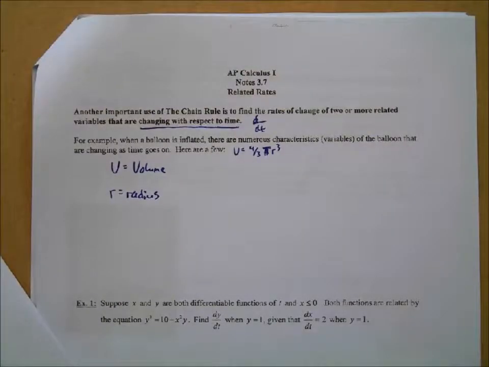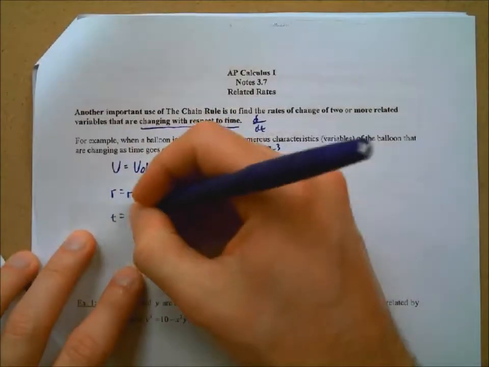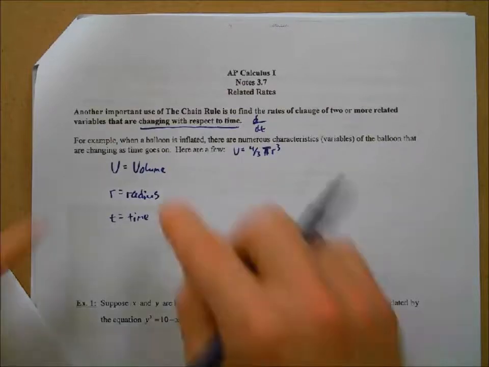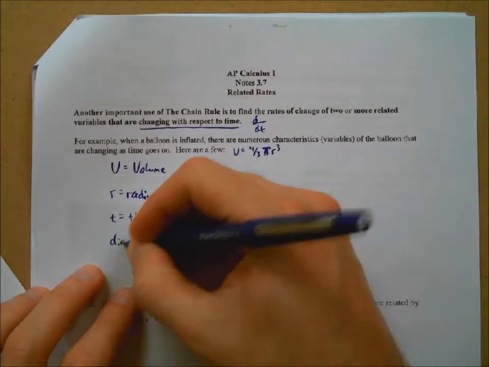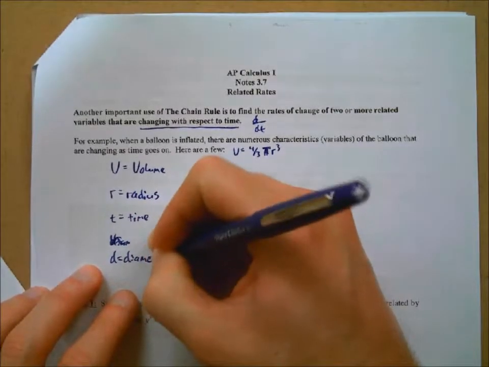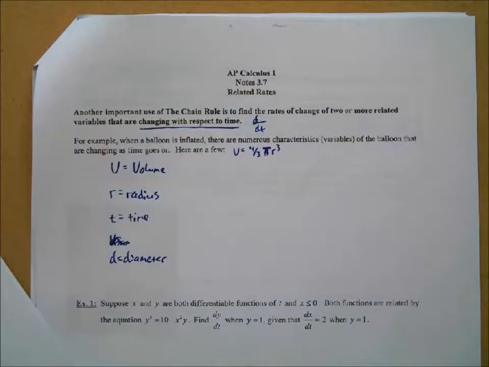Another thing that we may not think about changing here, but we're also talking about the changing of time, because time is elapsing. Time is going on, so that's another thing that's changing. I'm trying to think what else. Since the radius is changing, you could also say that the diameter, d, is changing. Those are very typical things we might talk about when we talk about the volume of a balloon.